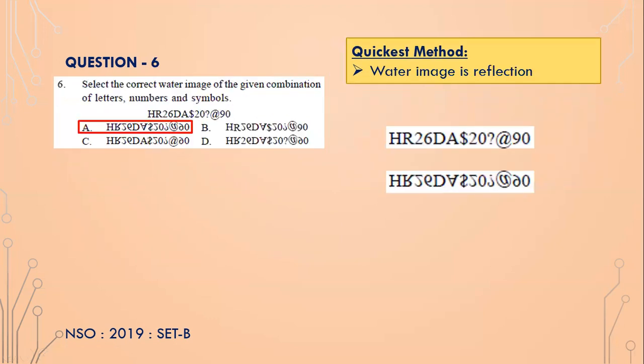Select the correct water image of the given combination of letters, numbers, and symbols. Water image is reflection. So if you find the reflection of this, option A is the correct option. So you have to find the position of R. R should be inverted. 2 should be inverted. 6 should be inverted like this. A should be inverted like this. Dollar should be inverted like this.